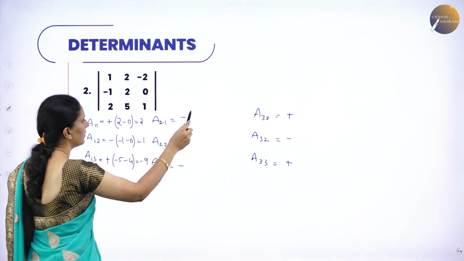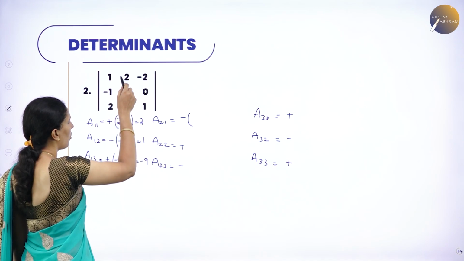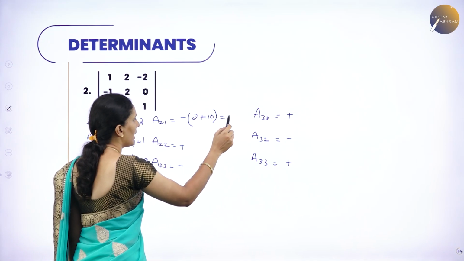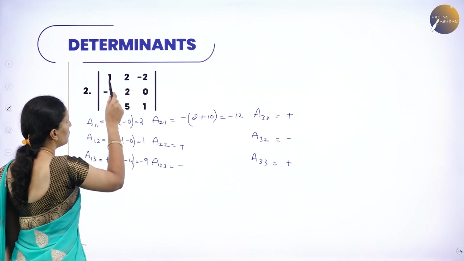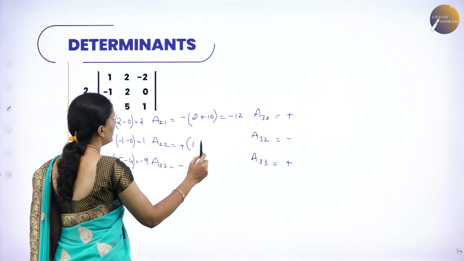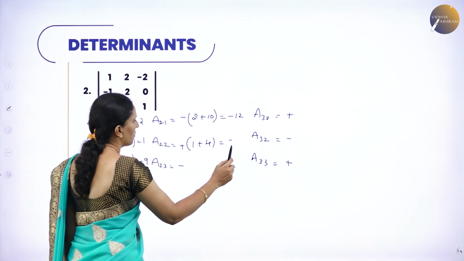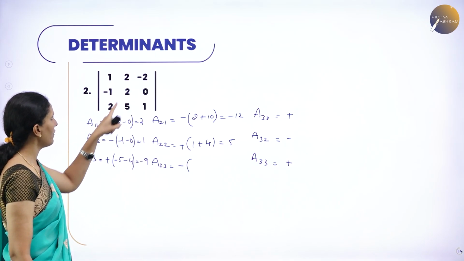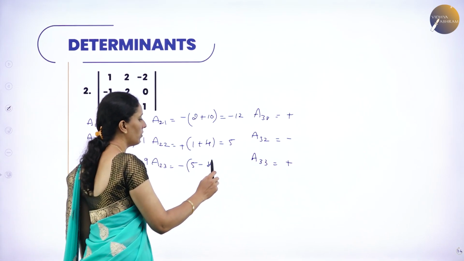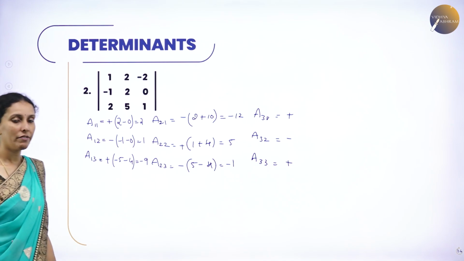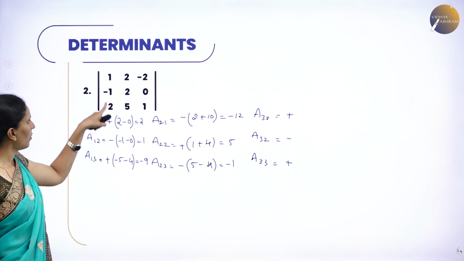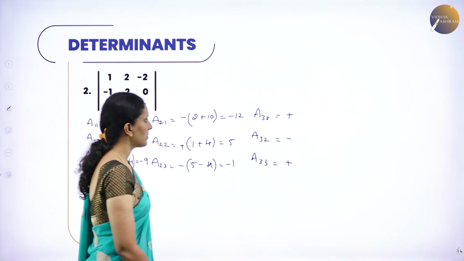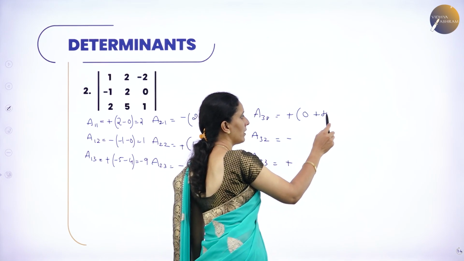Next is A21. For A21, delete the row, delete the column. 2 1s are 2. Minus 5 2s are minus 10 becomes plus 10. But the answer is minus 12. Next, for 2, 1 1s are 1 plus 4. So the answer is 5. Next, for A23, delete the row, delete the column. 1 5s are 5. Minus 4, which becomes minus 1, because outside we have minus. Next, for A31, delete the row, delete the column. 2 minus 2, 2 0s are 0. Minus of minus 4 becomes plus 4. So 0 plus 4, it becomes 4.